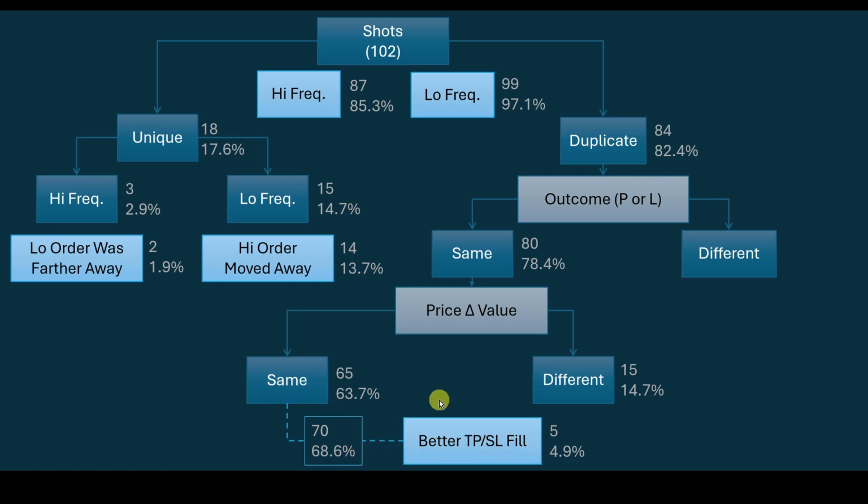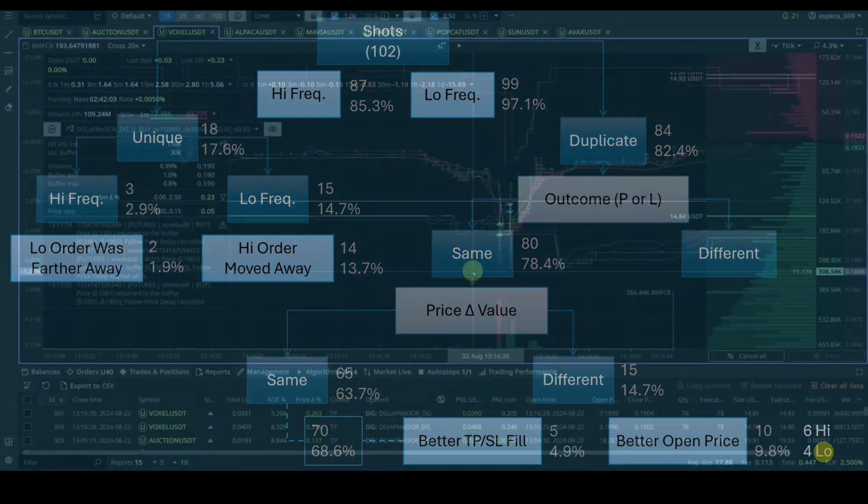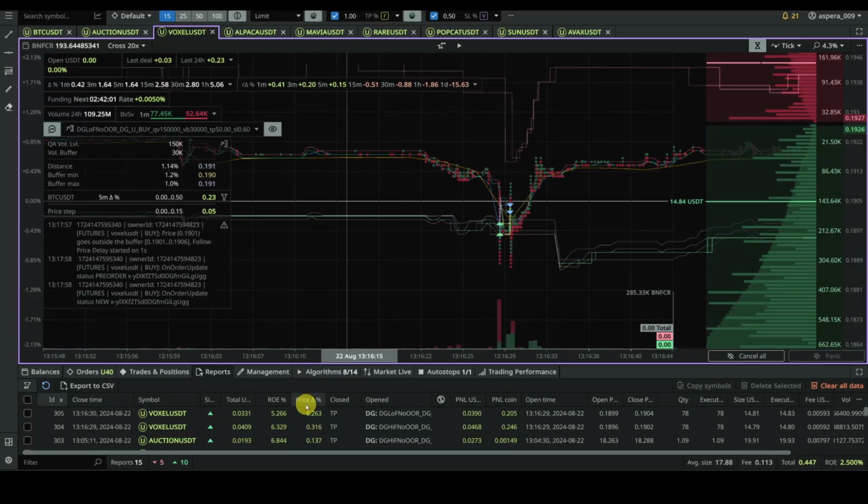The remaining subset of different price values is due to one of the algos securing a better open price during a shot. But which algo? Here is where it gets interesting. Out of the 10, the high-frequency algo got a better open price in 6 cases, while the low-frequency algo did the same 4 times. Here are a few examples of the high algo faring better.